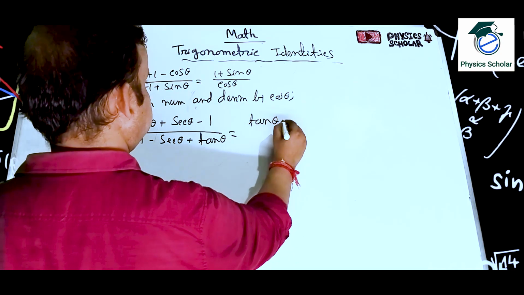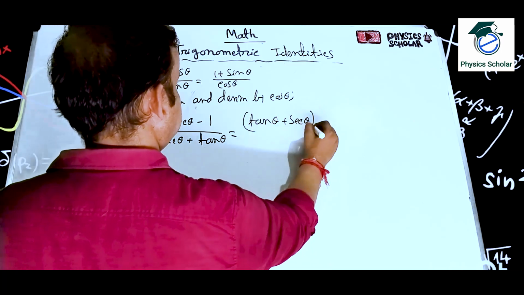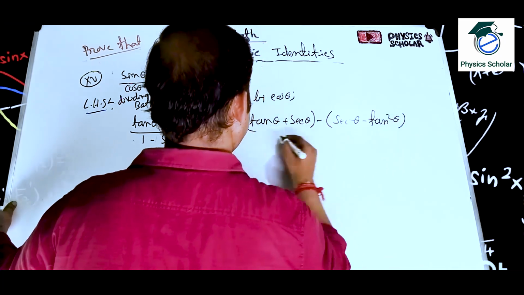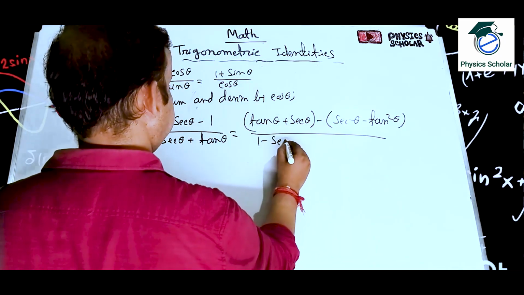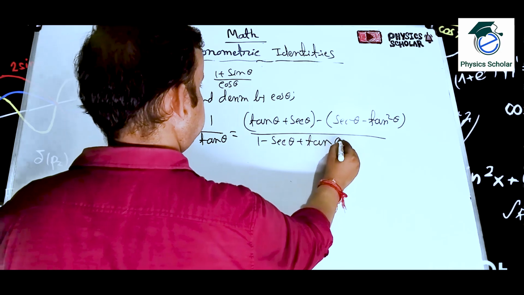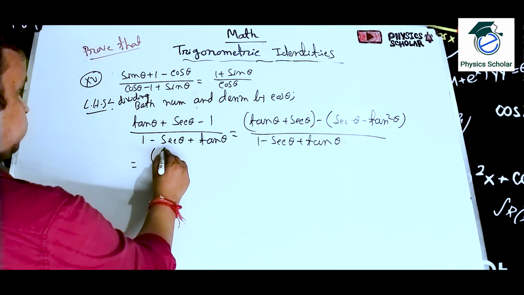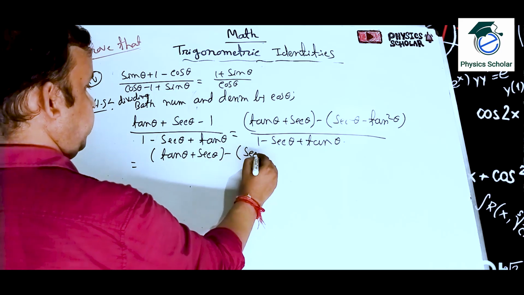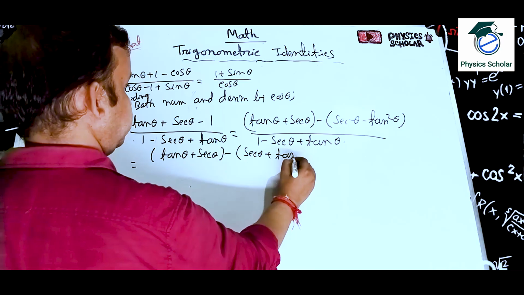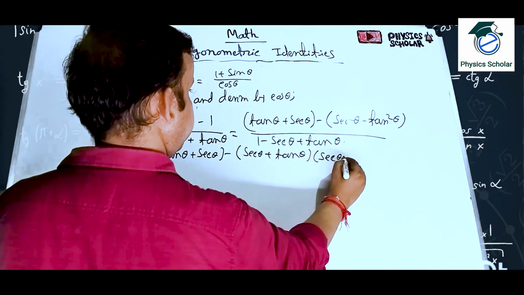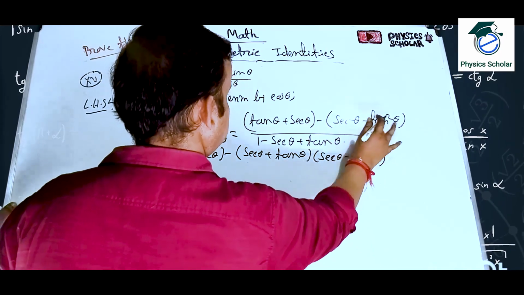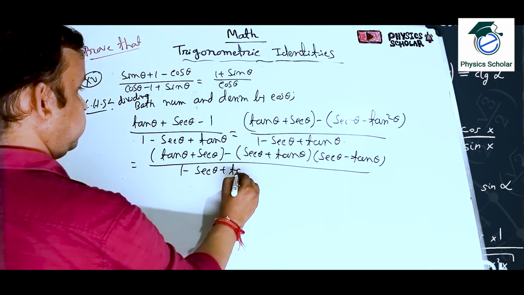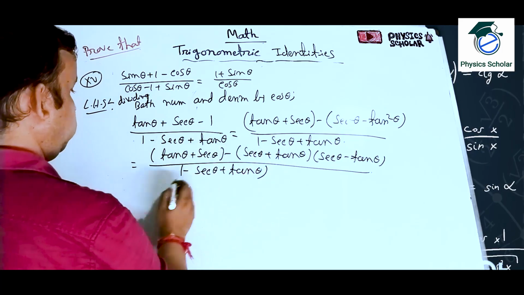Is equal to what you can write? Tan theta plus sec theta minus 1 means sec square theta minus tan square theta, whole divided by 1 minus sec theta plus tan theta. Now what we can write? Tan theta plus sec theta minus, a plus b into a minus b, this is the formula, whole divided by 1 minus sec theta plus tan theta. So sec theta plus tan theta will be common.